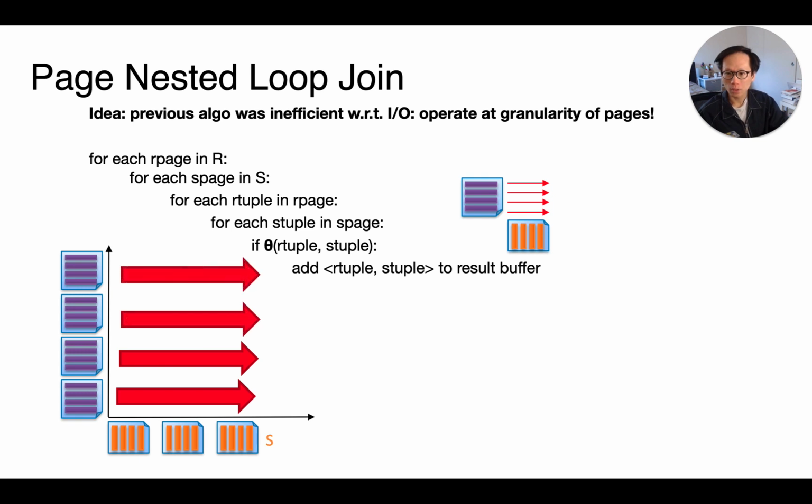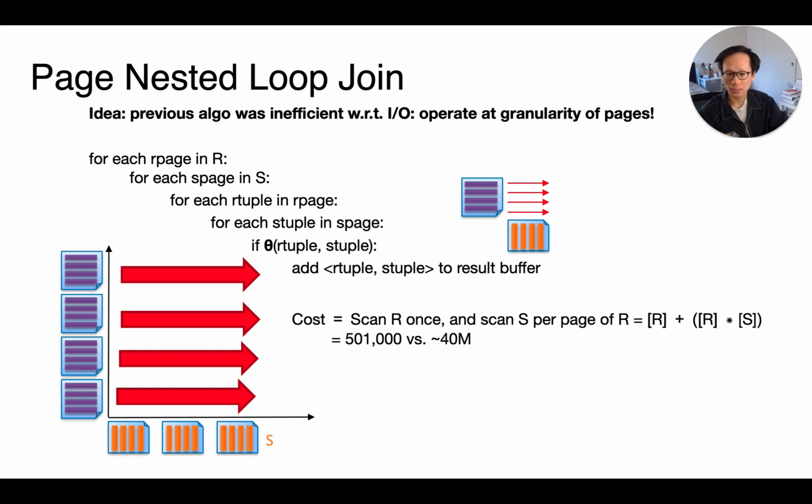So, what is the cost here? Well, we are still going to scan R, so that's the bracket of R, but now we are only going to scan S as many times as we have pages of R. So the parenthesized expression here is bracket R times bracket S. Recall the last time it was vertical bars S times R bracket. This is going to give us a cost of only 501,000 IOs, which is significant savings over what we saw before because we were doing this one page at a time.